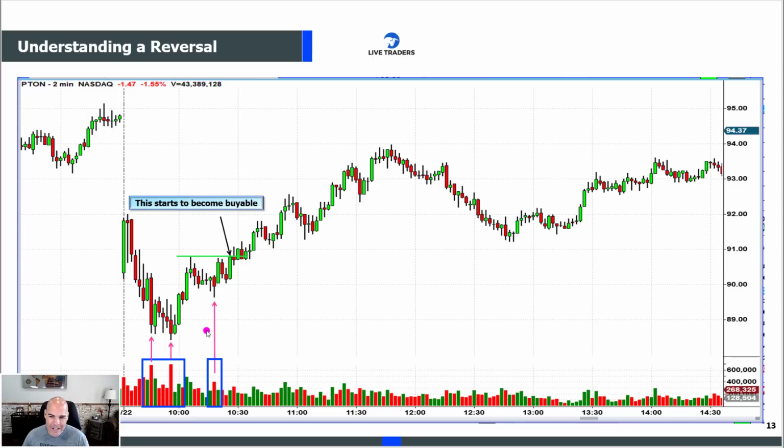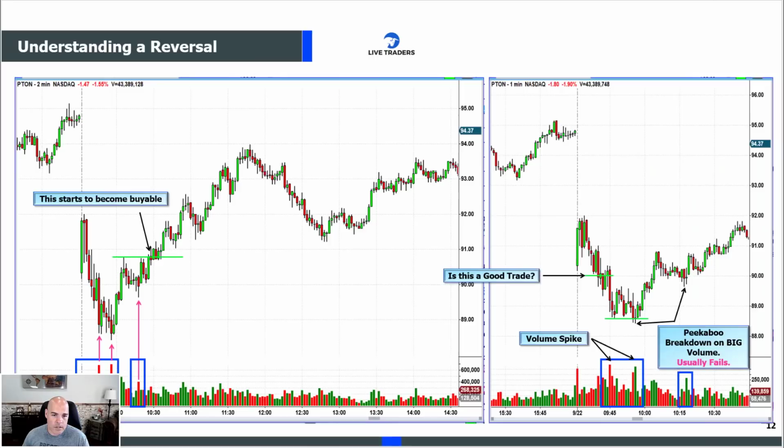Is it possible you're wrong? Of course, guys, it's always possible. But we play the odds. The odds suggested here, after this volume spike, and certainly after this one, this wasn't a short anymore. It wasn't a short, okay? So that's kind of what it looked like with both charts on there. Peekaboo breakdown on volume usually fails. We saw that today. And then the stock ultimately went to 94, pulled back, and so on. So that's understanding reversal. Okay, let's move on.